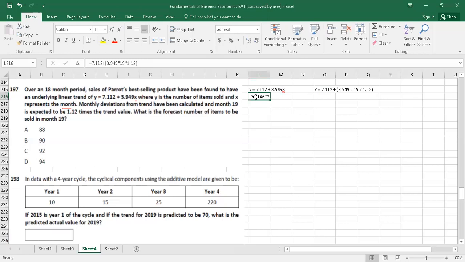The calculation, if you look into that, the answer is 7.112 plus 3.949 into the month 19 into the variation of 1.12. So that's the answer, which is 91.14672. So closest to that is 92. So we go with 92.